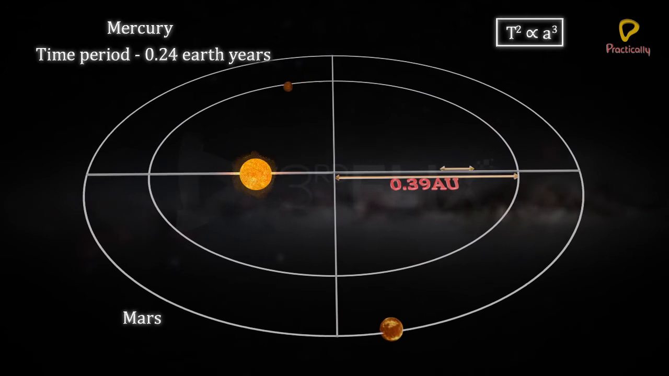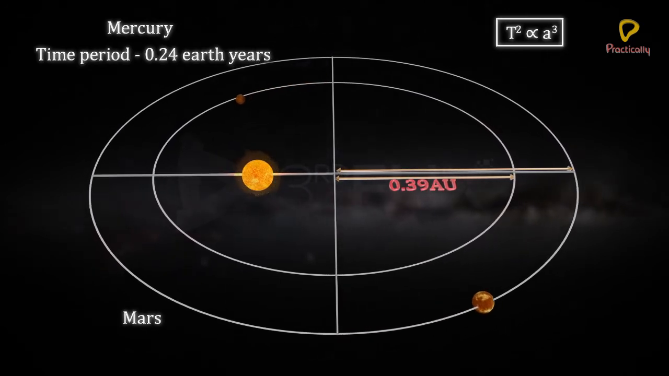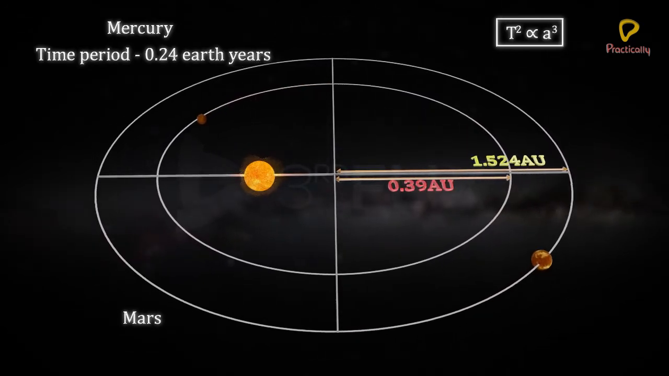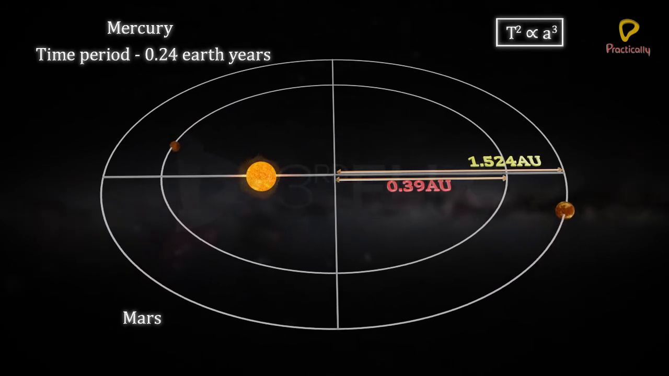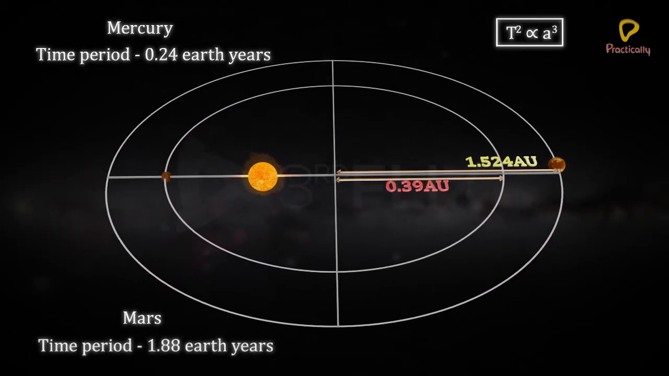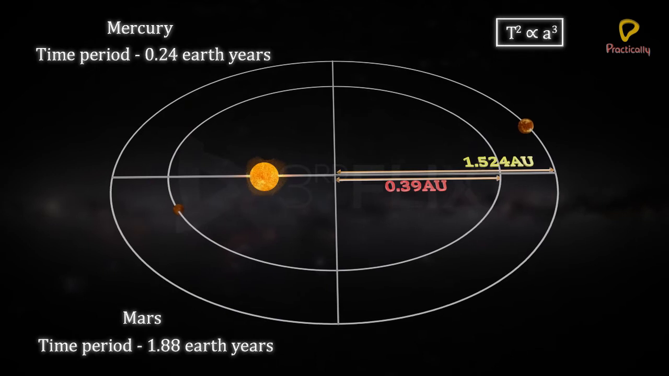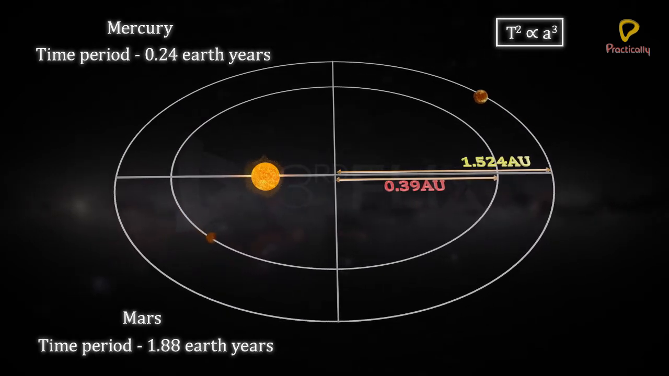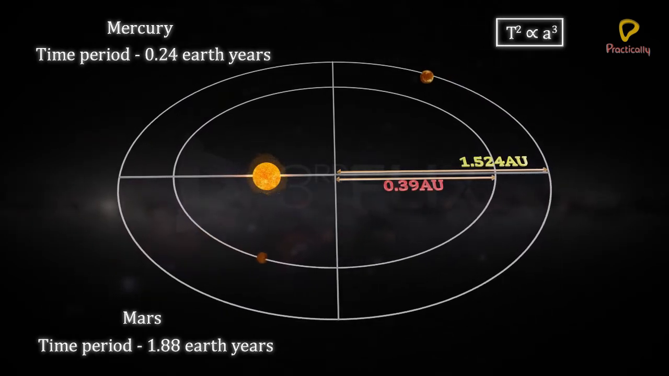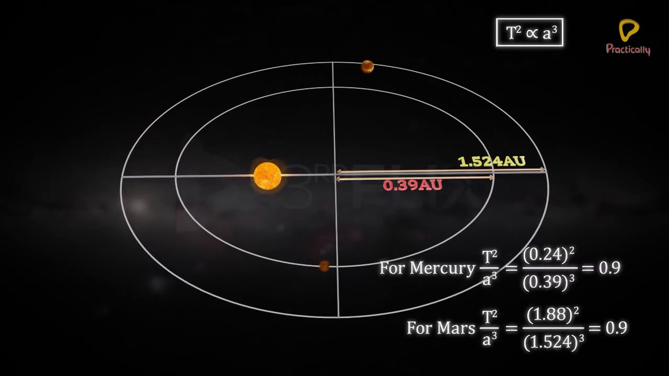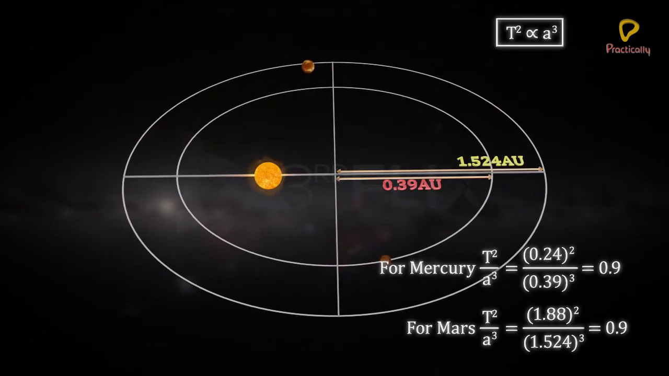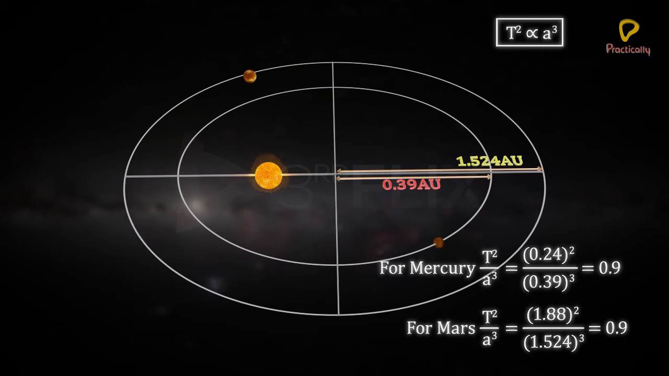For Mars, the length of the semi-major axis is 1.524 astronomical units, and the time period of revolution around the Sun is 1.88 Earth years. Observe that the ratio of the square of the time period to the cube of the semi-major axis is almost the same for both the planets.